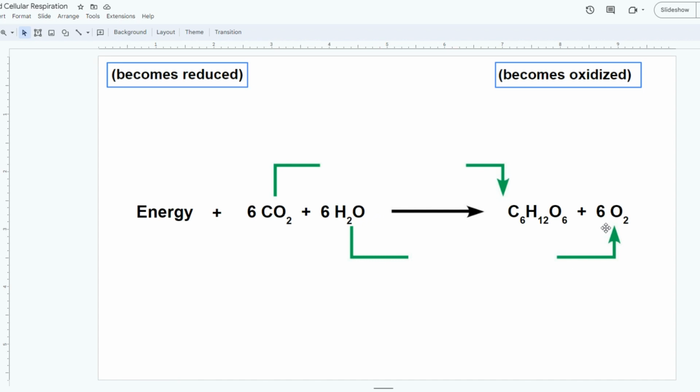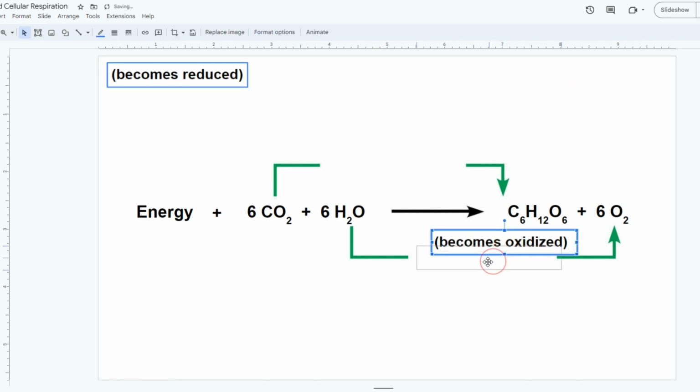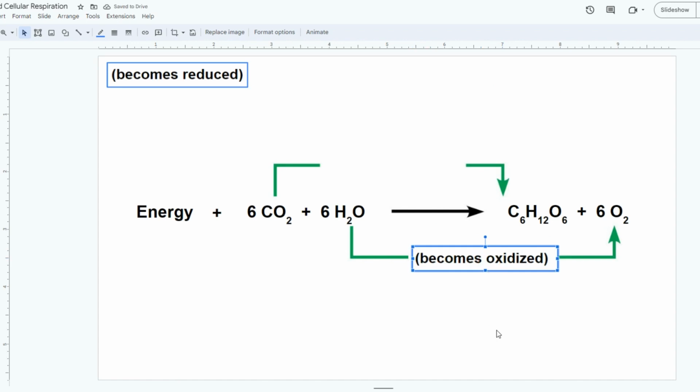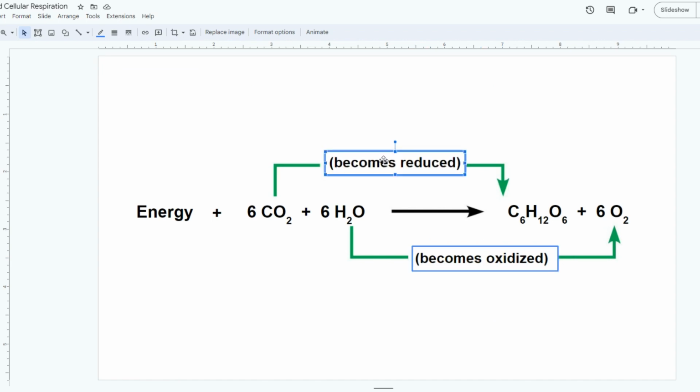We have water going to just oxygen. That is a loss of electrons, and a loss of electrons is an oxidation. That's one of those things that students often struggle with. Remember, loss of electrons, OIL RIG: oxidation is loss, reduction is gain.